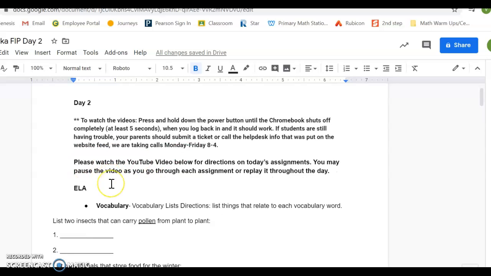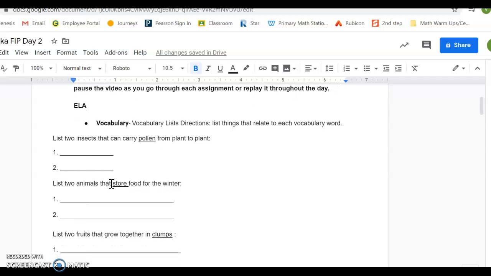We're going to try today to just do private comments and see how that works. So the first thing you're going to do is vocabulary. This is just like the paper that we do a lot for homework, or sometimes we do it in the classroom. It says vocabulary list directions. List things that relate to each vocabulary word.